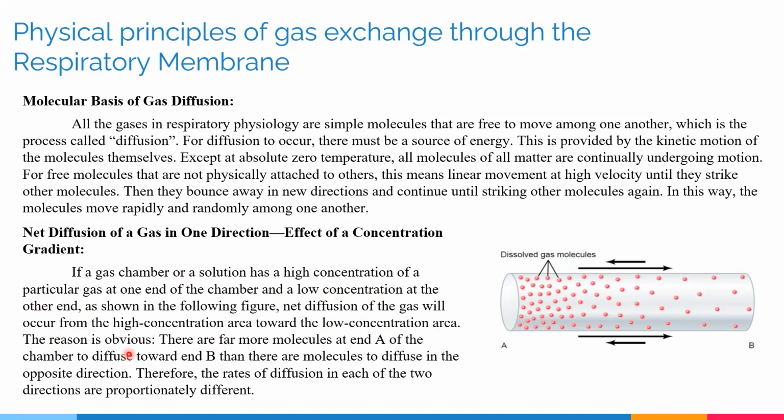The reason is obvious. There are far more molecules at end A of the chamber to diffuse towards end B than there are molecules to diffuse in the opposite direction. Therefore, the rates of diffusion in each of the two directions are proportionately different, and we can see a net movement of molecules from end A towards end B.